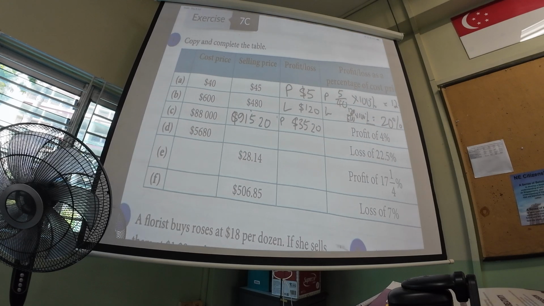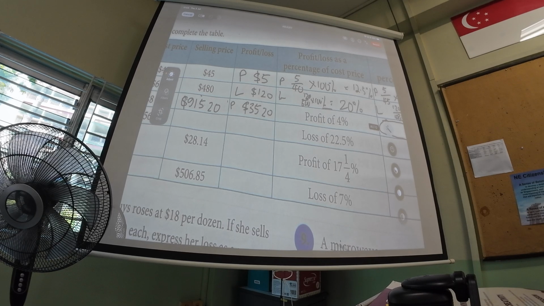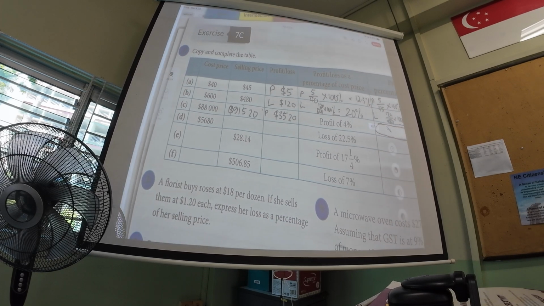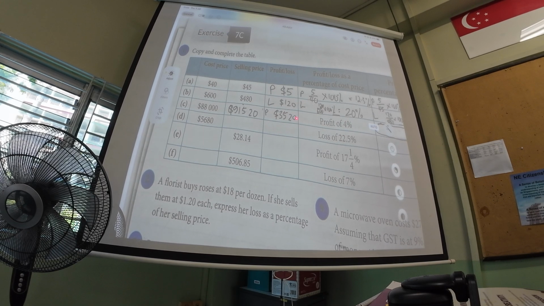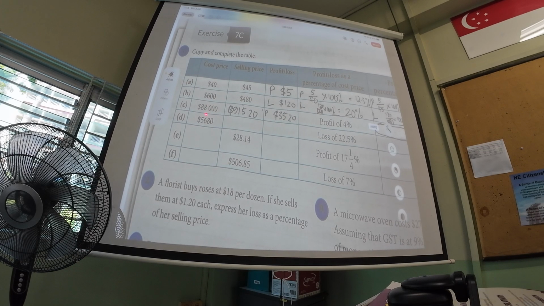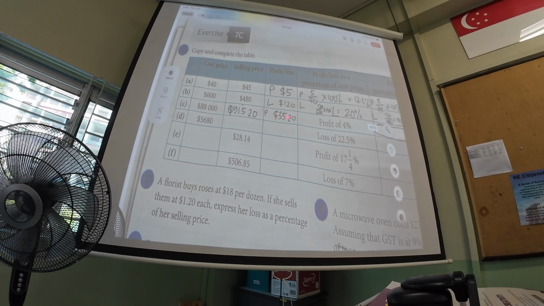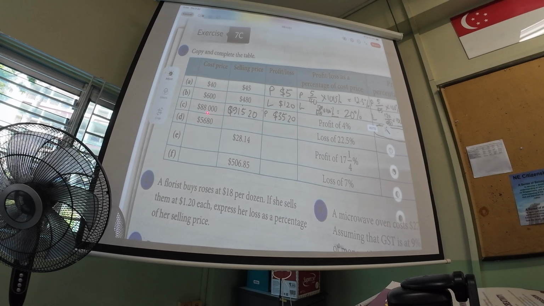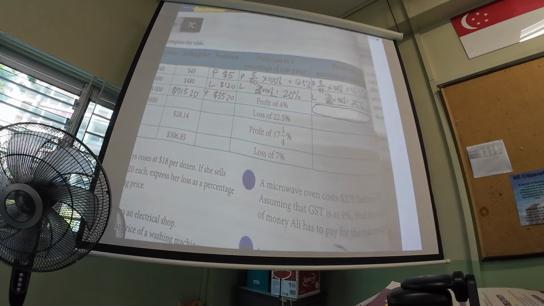Then after that, part C is they never tell us the selling price, but they tell us how much is the profit in percentage. Then we work backwards to find out how much is the profit. Profit means I bought already, I sell it at a higher price. That's why I add this 3520 to 88000 to find out this is the selling price. Okay? That was what we did yesterday.